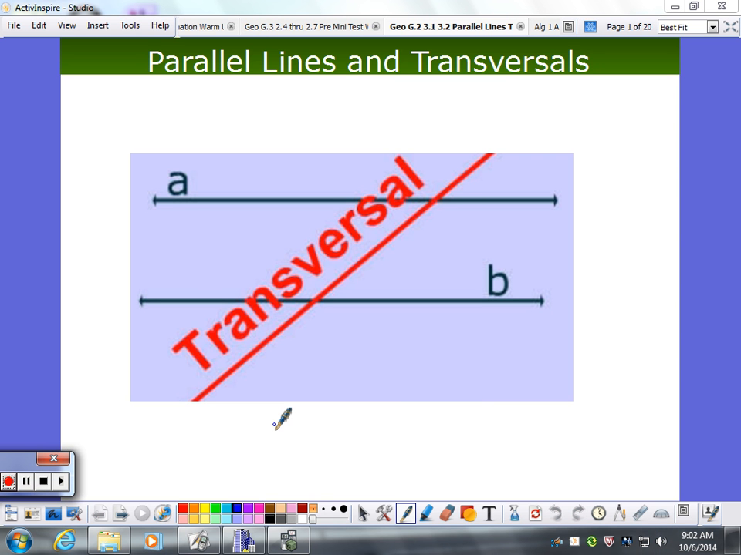We're going to be looking at parallel lines and transversals. So parallel lines, I think you know what those things are. And a transversal, if you know what the word transverse means, anybody know that? Transverse? Traverse? It means you're crossing something. So a transversal line crosses those parallel lines.